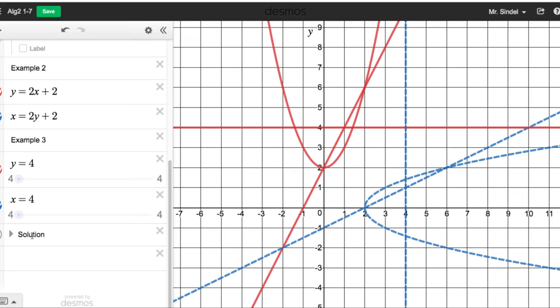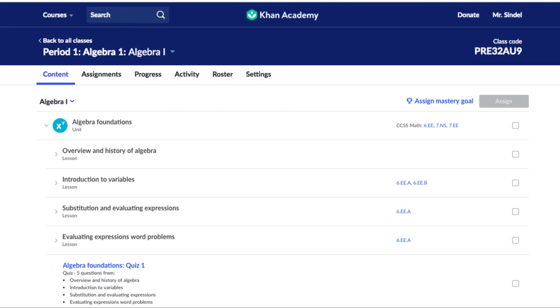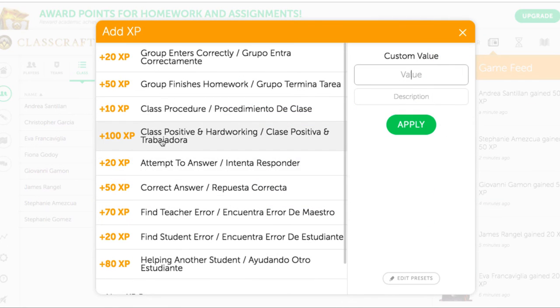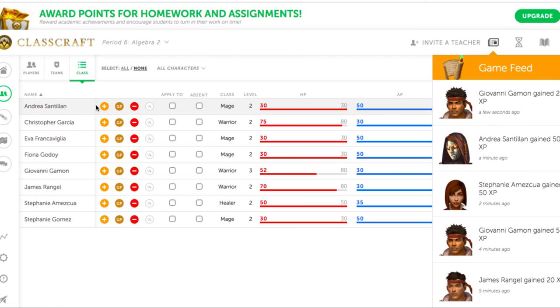All right, Andrea? So the X and the Y change. The X and the Y change. What do you mean by that? They switch places. You have the right answer. So let me, hold on, give Gio his.